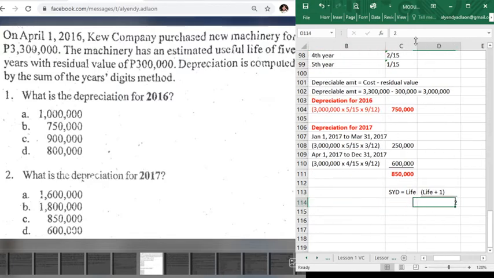Okay, let's try. Let's say 50 years. So, how do we solve for 50 years? We have 50 multiplied by 50 plus 1 and then over 2.